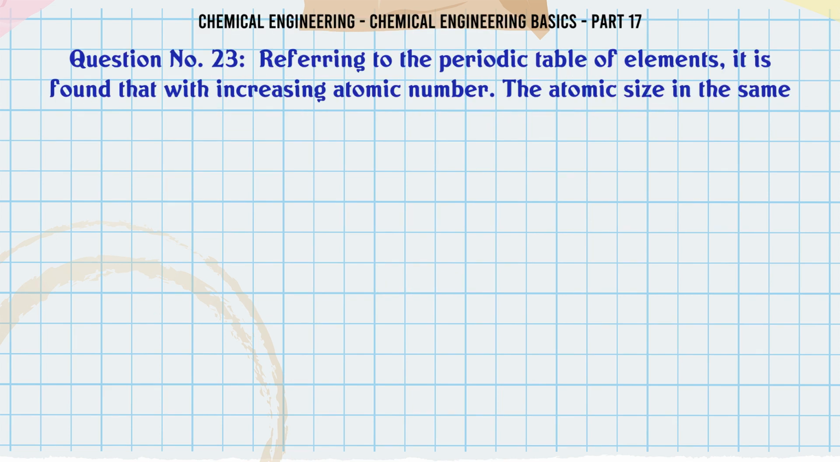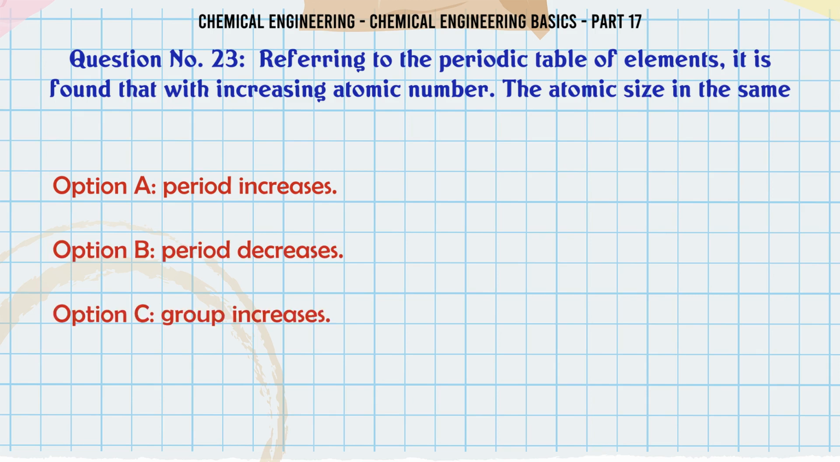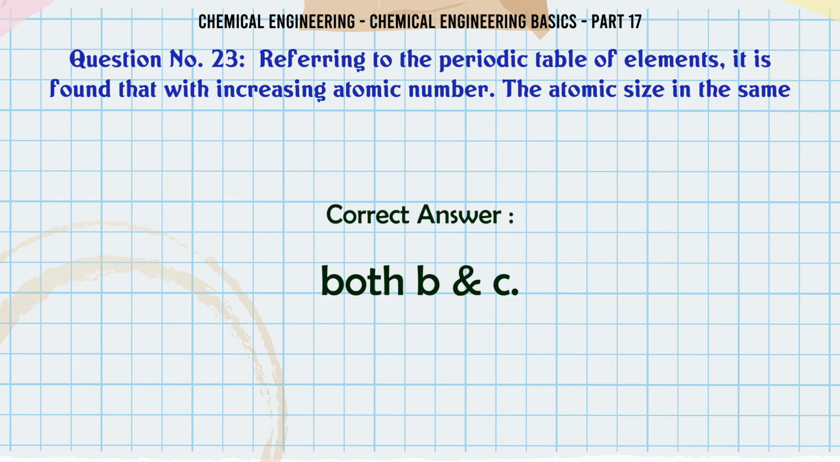Referring to the periodic table of elements, it is found that with increasing atomic number, the atomic size in the same A. period increases, B. period decreases, C. group increases, D. both B and C. The correct answer is both B and C.